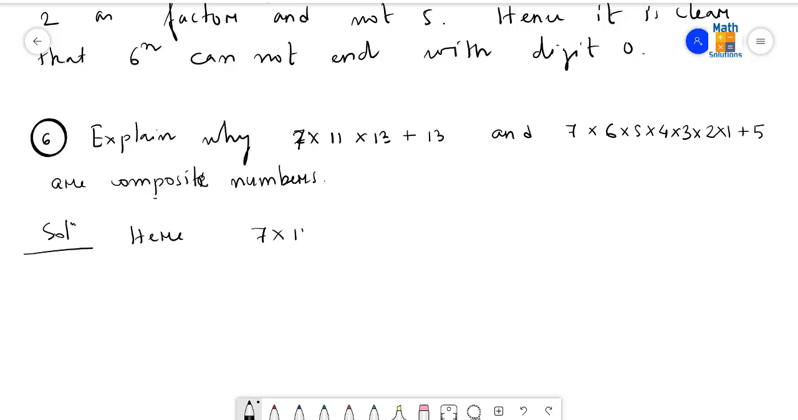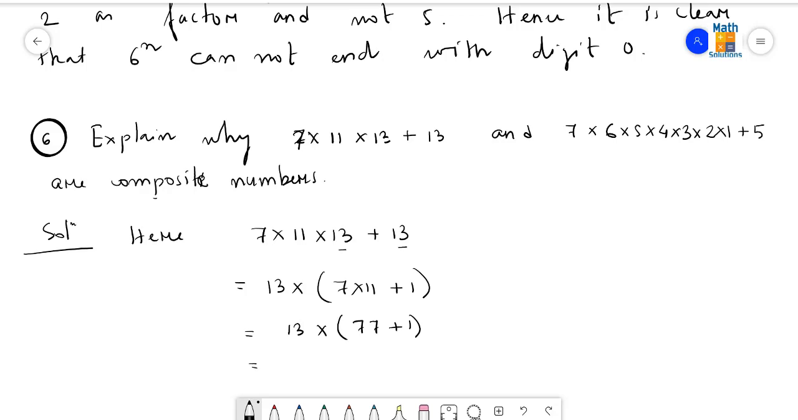7 into 11 into 13 plus 13, we can take 13 common from both sides. Within the bracket, what is left? 7 into 11 plus 1, which is equal to 13 into 77 plus 1. The result comes as 13 into 78.